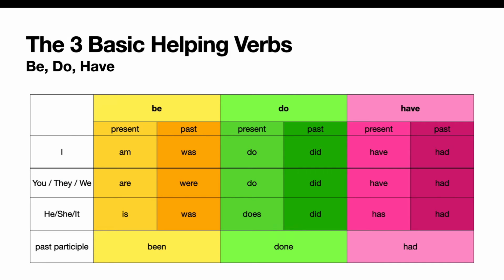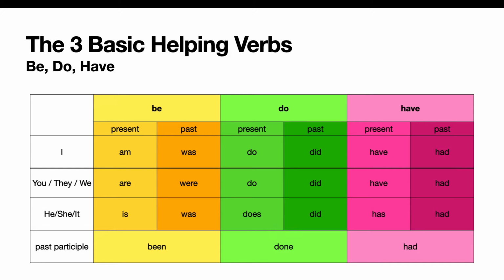In this slide, we see the 3 basic helping verbs. There are many more helping verbs, but these are kind of the 3 most important ones. So we're just going to cover these 3 in today's lesson: be, do, and have. So be, do, and have are 3 very important and very irregular verbs. They all have irregular past forms and irregular past participles.